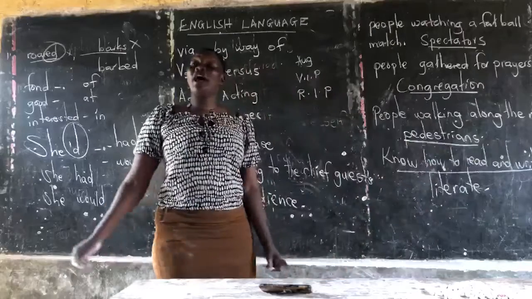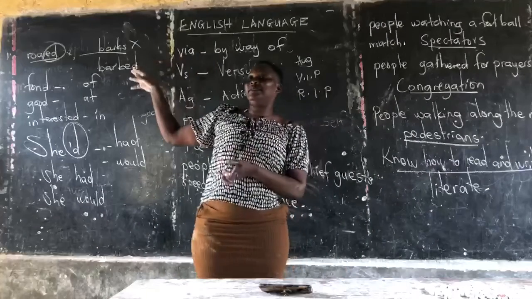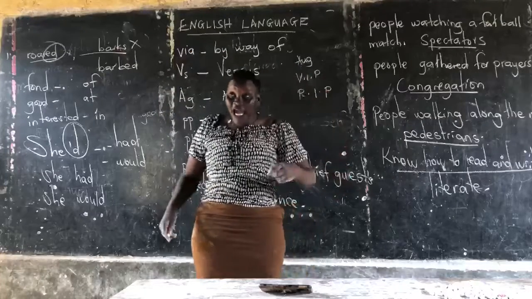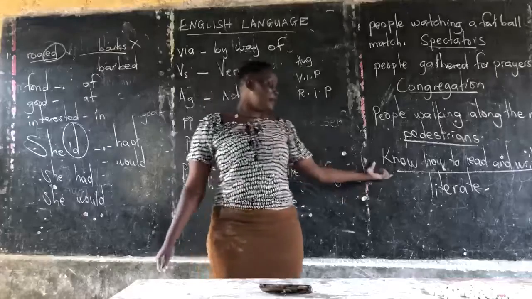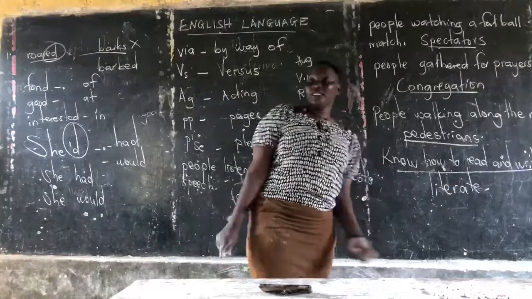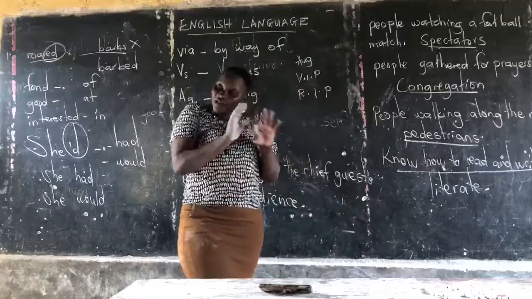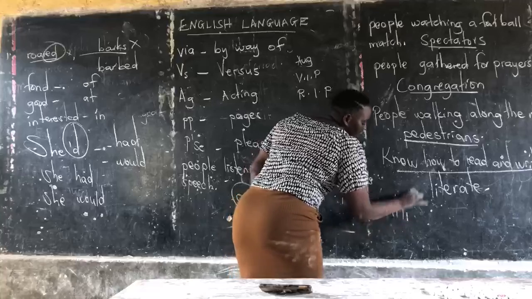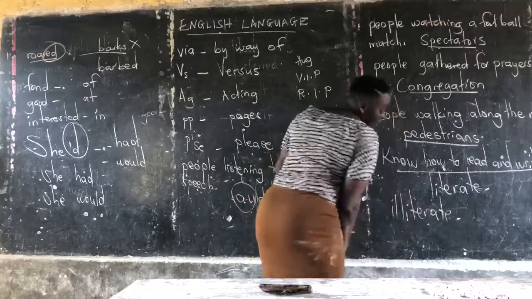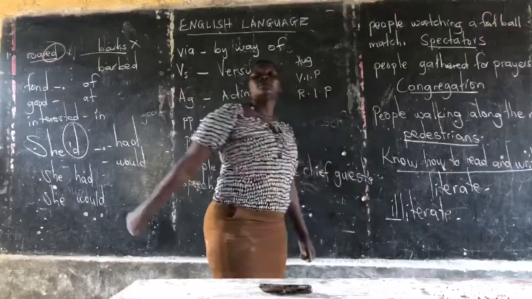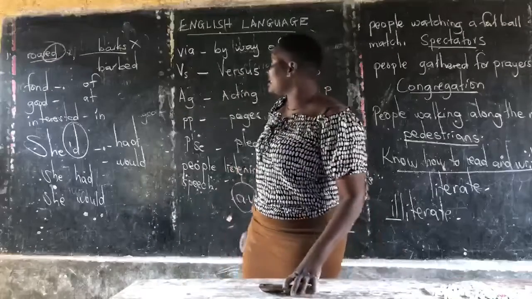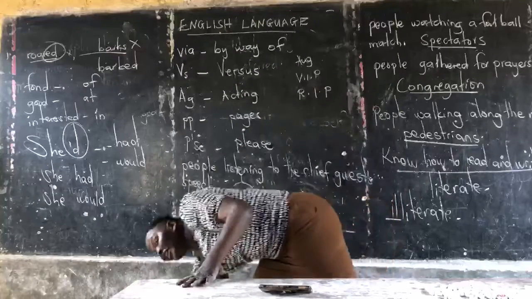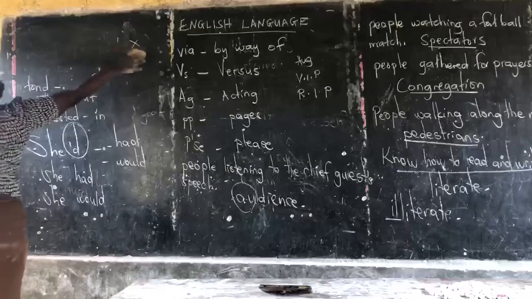A literate. That is why when you are still in the lower classes, you have literacy. They want you to learn how to read and write. That person is called a literate. Then the one who doesn't know how to read and write is called an illiterate. Opposites formed by prefixes. Illiterate. That is the person who doesn't know how to read or write.